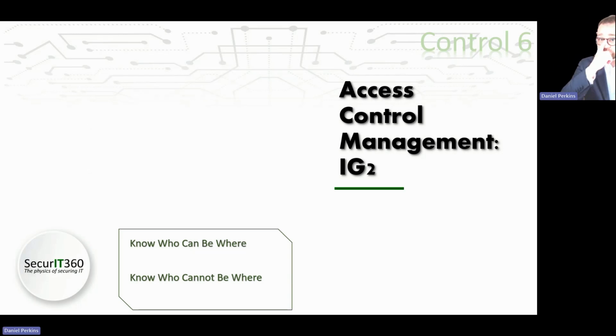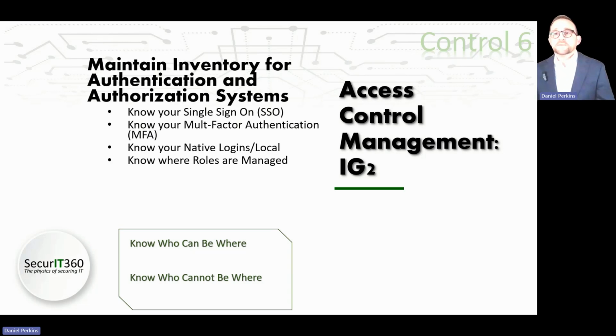Now let's move on to Group 2 when it comes to access control management. Here we need to maintain an inventory for authentication and authorization systems, right? This kind of piggybacks on what we saw with account management, right? Knowing what we have for authentication and authorization, if we can get that to a single source or centralized, that's best. But if we've got multiple authentication and authorization systems, we just need to know what we have. Where are our users authenticating and where are they getting access or authorization? So if you're using single sign-on, hopefully you've only got one, maybe you've got multiple, but certainly you want to capture all your single sign-ons.